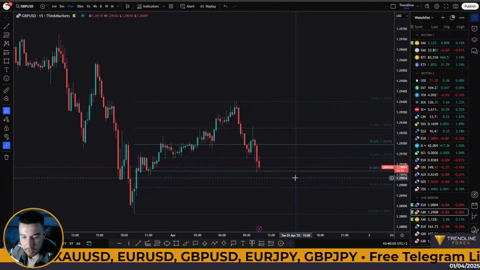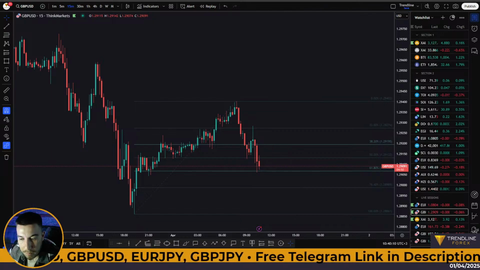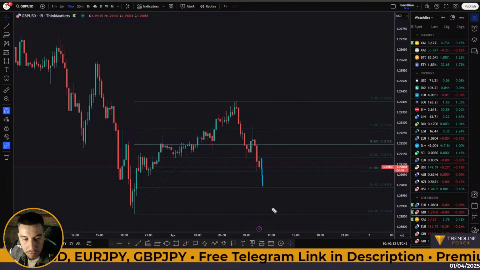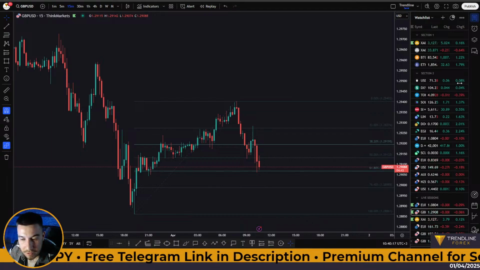You're trading around the 61.8 here on pound dollar. I want to see what's going to happen now. If we break below that level with strong momentum, then that probably means we're going to be looking for a move towards the previous low and maybe even lower.